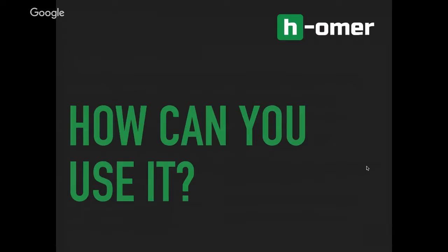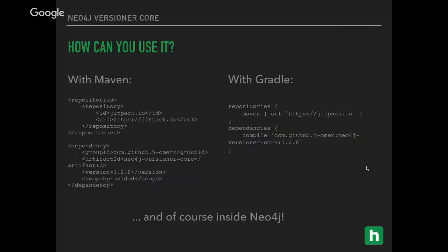So how can you use it? Yeah, of course, you just have to use it inside your Neo4j, but you can also use it in your code, because actually it's a jar, it's a Gradle project, so you can import it. We have two examples here using Jitpack, because actually we're releasing on GitHub pages, and this is the quickest way to let you download it and include it in your projects.